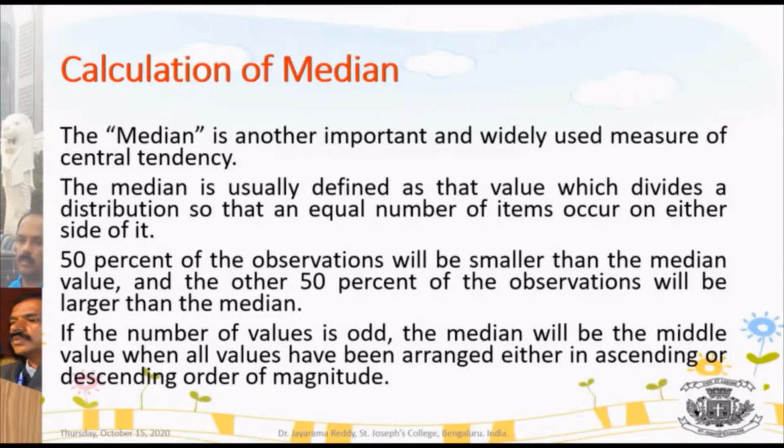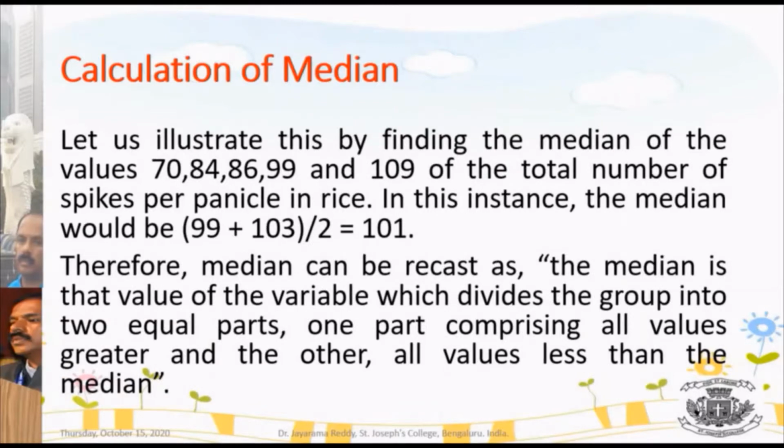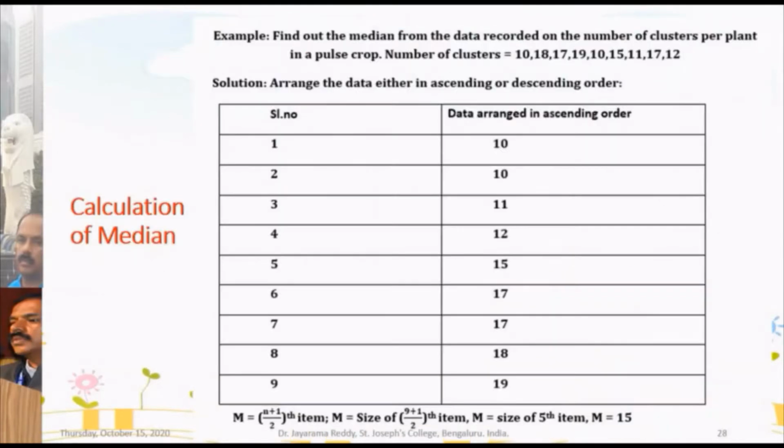If there is an even number of observations, the central two values are added and their average is taken. So we have the observations here: 70, 84, 86, 99, 103. The median for this is 86. It's a simple observation. But calculation of the median can be done by finding the size of the n plus 1 by 2th item. I'll repeat, size of n plus 1 by 2th item. That is where the median is.